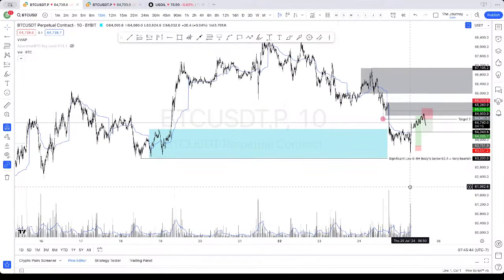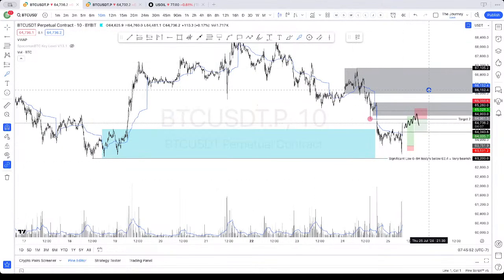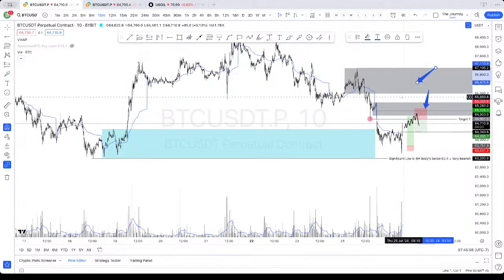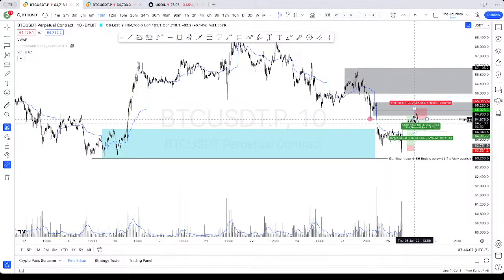So far more interested in shorting here than I am here. I realize that there's supply up in this area. I'm just not as interested in shorting that though. No, I'm not.